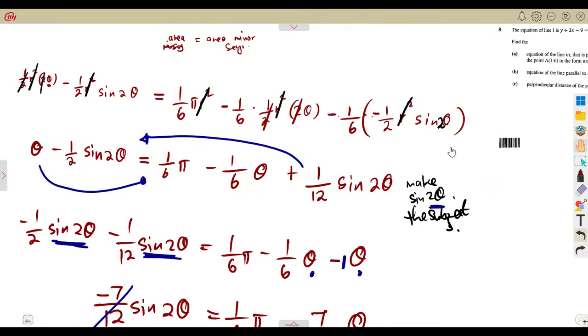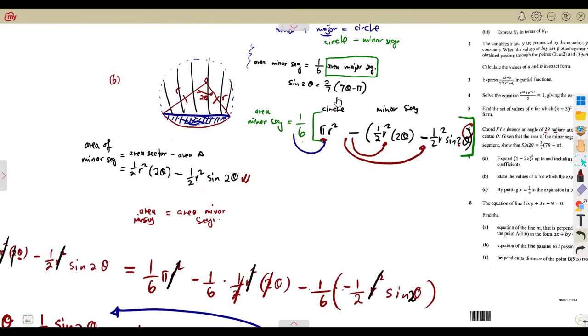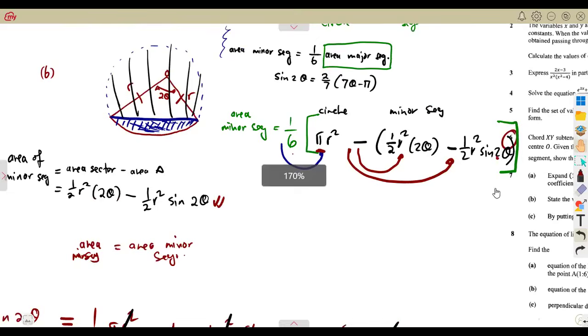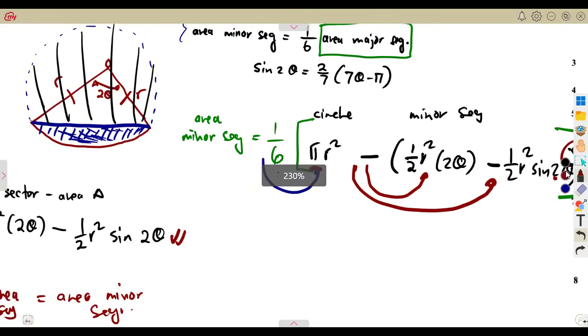Now, let's see. There is something that they did. So you have to check also, guys. You have simplified, but also verify.